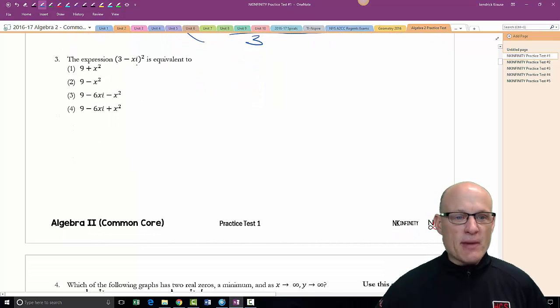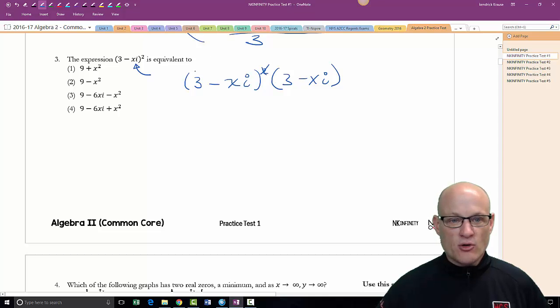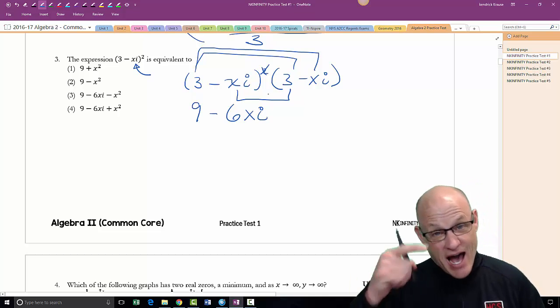All right, this is the imaginary i. This is not an i variable, so you have to remember that. So this is (3 minus xi) squared, which really just means we're going to multiply it by itself. So 3 times 3 is 9. 3 times this is negative 3xi, and that's also negative 3xi. Negative 3xi and negative 3xi make negative 6xi.